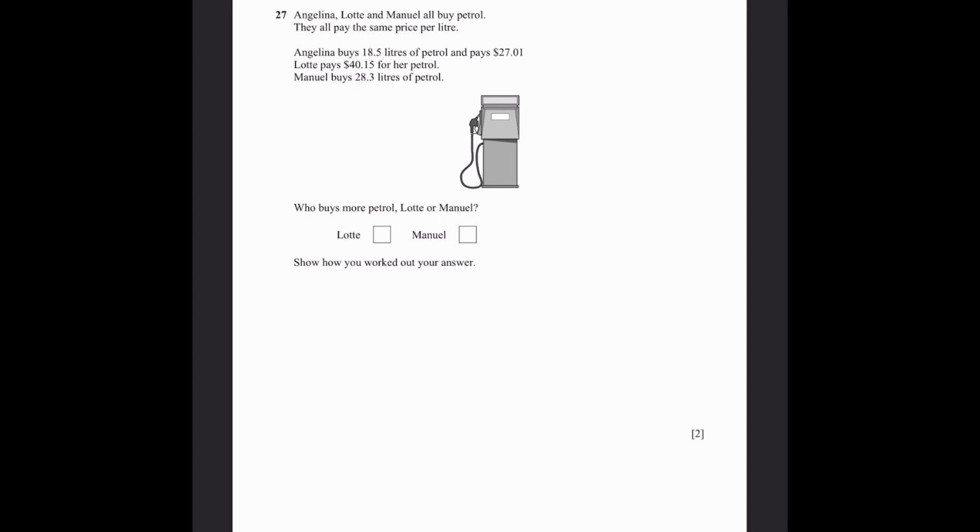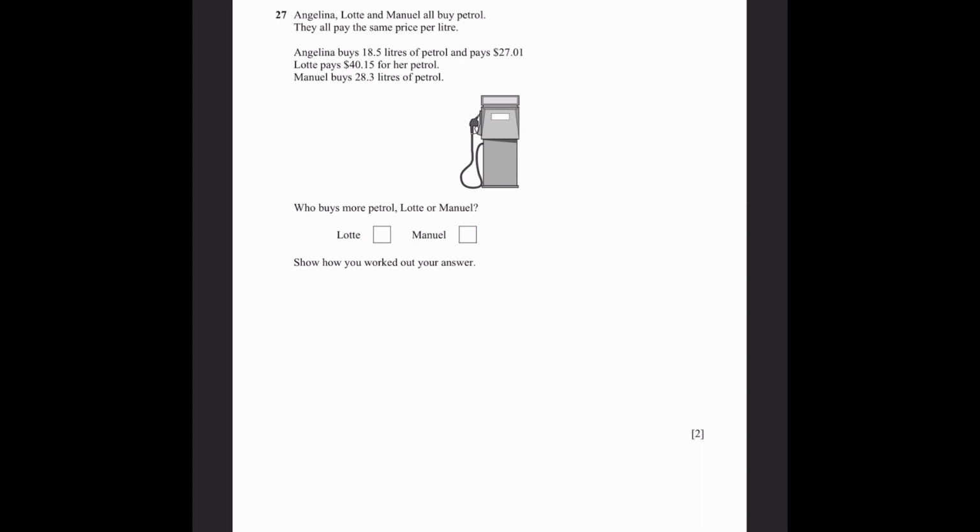Angelina, Lotte, and Manuel buy petrol. They all pay the same price per liter. Angelina buys 18.5 liters and pays $27.01. Lotte pays $40.15 for petrol. Manuel buys 28.3 liters of petrol. Who buys more petrol, Lotte or Manuel? Show how you worked out your answer.